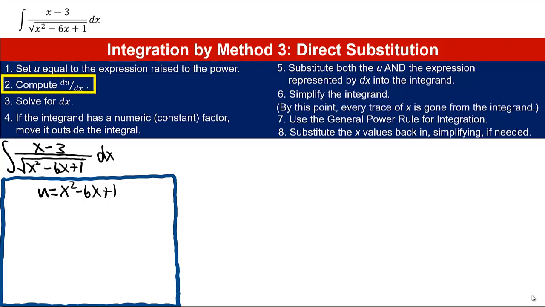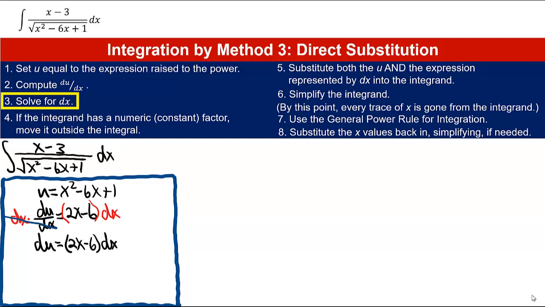Step 2 says to compute du dx. That's the derivative of u with respect to x. That would be 2x minus 6. Then solve for dx. I would multiply both sides by dx. Notice on the left the dx is divided out, and you get du is the quantity 2x minus 6 times dx. Generally speaking, when you have a common factor in your differential, chances are you're going to need to factor out that common factor. Not always going to work that way, but most of the time it will. So I'm going to factor a 2 out of that and rewrite the differential du as 2 times the quantity x minus 3 times dx.